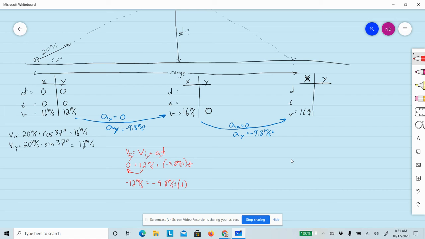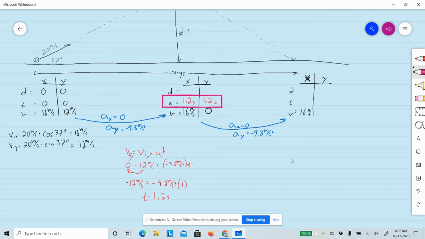Divide both sides by negative 9.8. 16 divided by 9.8. Negatives will cancel out and we'll get 1.6 seconds. So the time to get to here is 1.6 seconds. And here's a key thing. It's the same time.